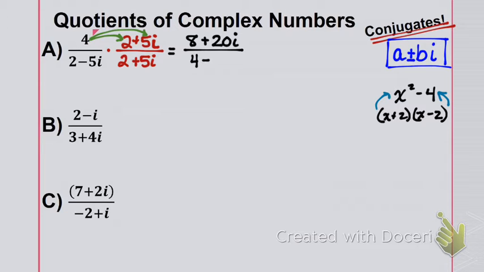4 minus 25, because it's 5 times 5, i squared. Beautiful. Can we simplify that anymore? What can I do? I squared equals -1, so that would turn that into a positive 25. So I have 8 plus 20i over 4 plus 25. So what is my denominator? 29.